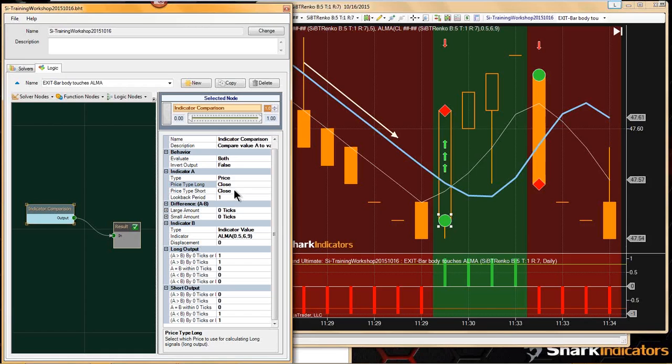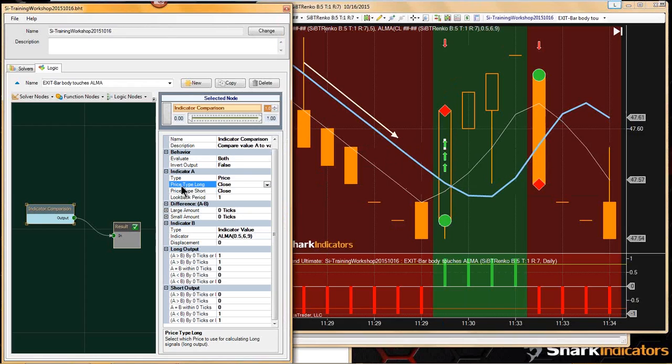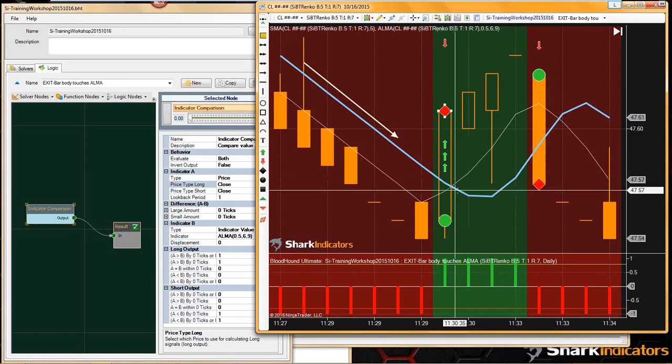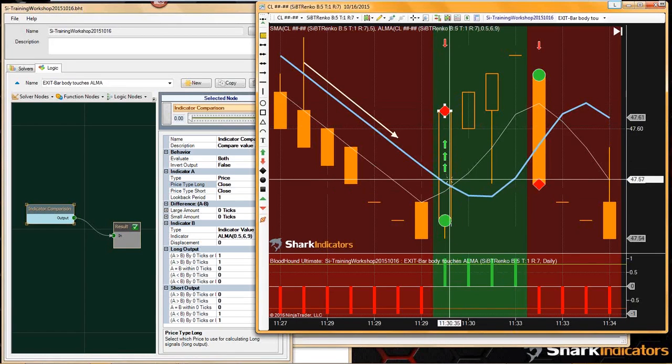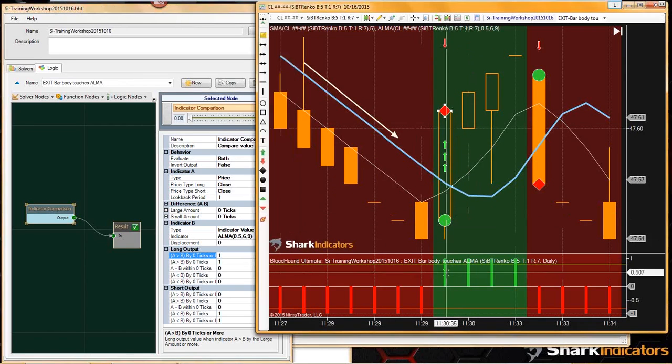All right, let's see here. So we're generating a long signal. Price type for long. We'll just use the closing price since this is already set to the closing price. And we can see on this bar our closing price is greater than our ALMA MA. And yeah, we can see that we're already getting a long output here.